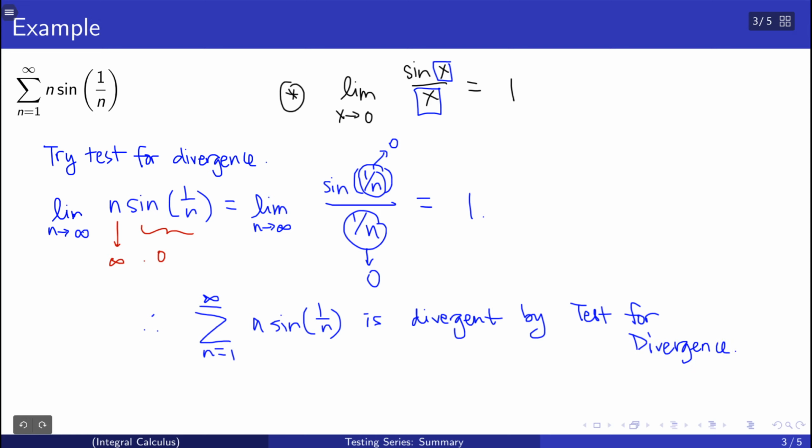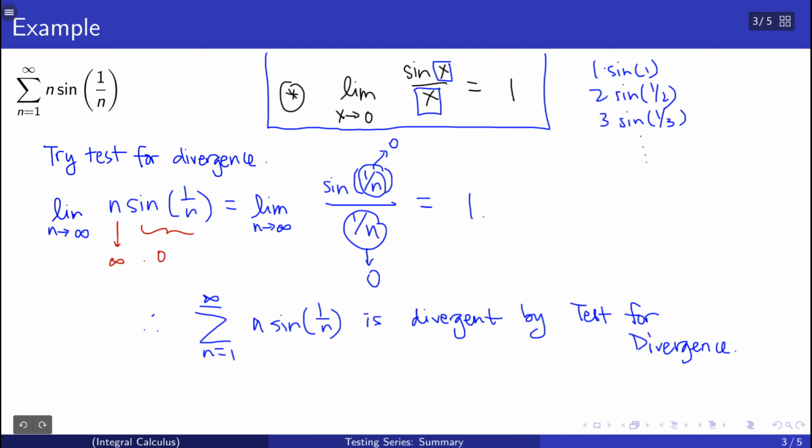Now, one thing you could have tried here as well is actually computing terms, right? 1 times sine of 1, 2 times sine of 1/2, 3 times sine of 1/3, and so on. Use a computer, see what you get. You'll see that it doesn't approach 0, it approaches 1. And that shows you that it can't be convergent. Let's look at another one.